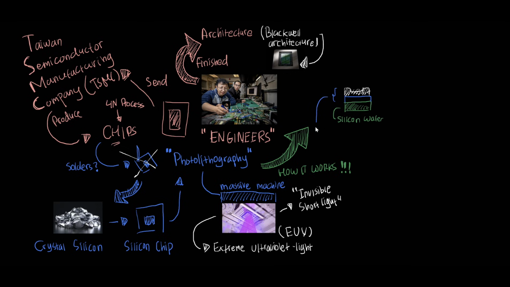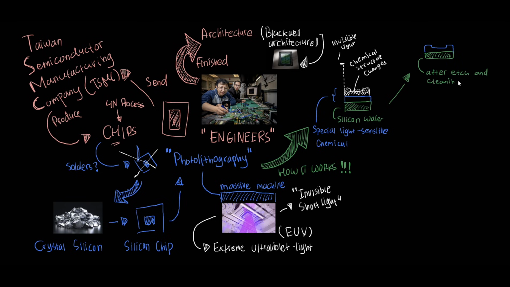The machine projects the pattern of the chip onto a silicon wafer that has been coated with a special light-sensitive chemical. Wherever this invisible light hits the surface, the chemical structure changes, allowing the engineers to wash away the soft parts and chemically etch deep into the silicon, leaving behind only microscopic pathways that the electricity will eventually follow.